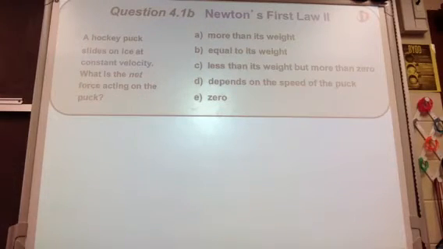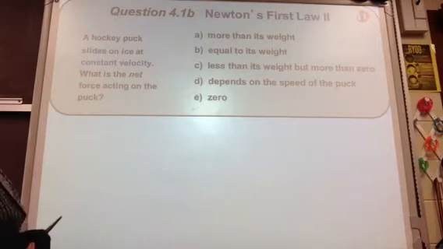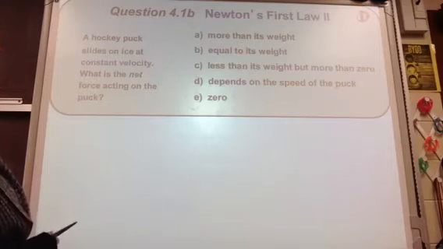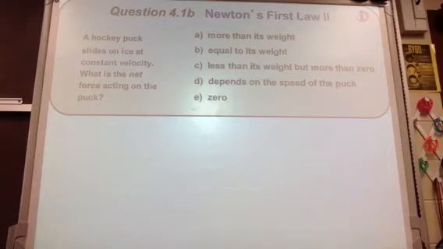Okay, let's say that a hockey puck slides on ice at constant velocity. What is the net force acting on the puck? Is it A, more than its weight, B, equal to its weight, C, less than its weight but more than 0, D, it depends on the speed of the puck, or E, 0?